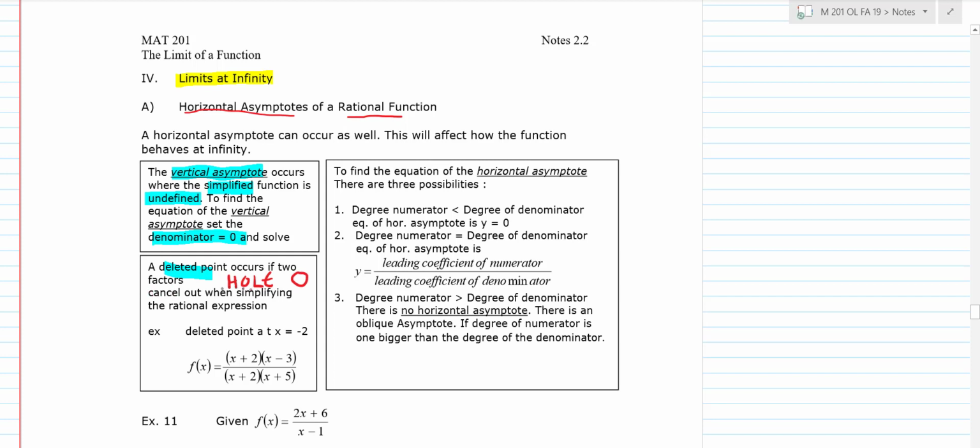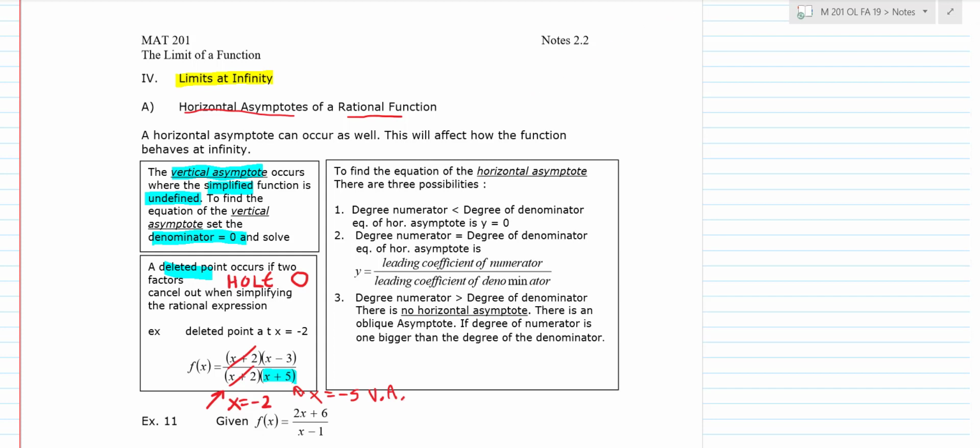Basically, the factors cancel out. So on this function, these are factors, and this one would cancel out. So x equals -2 would be where that deleted point is, because x equals -2 makes this denominator 0. And then the leftover one, the part that doesn't cancel right here, x equals -5, would be where you have a vertical asymptote. We'll look at some examples on that.